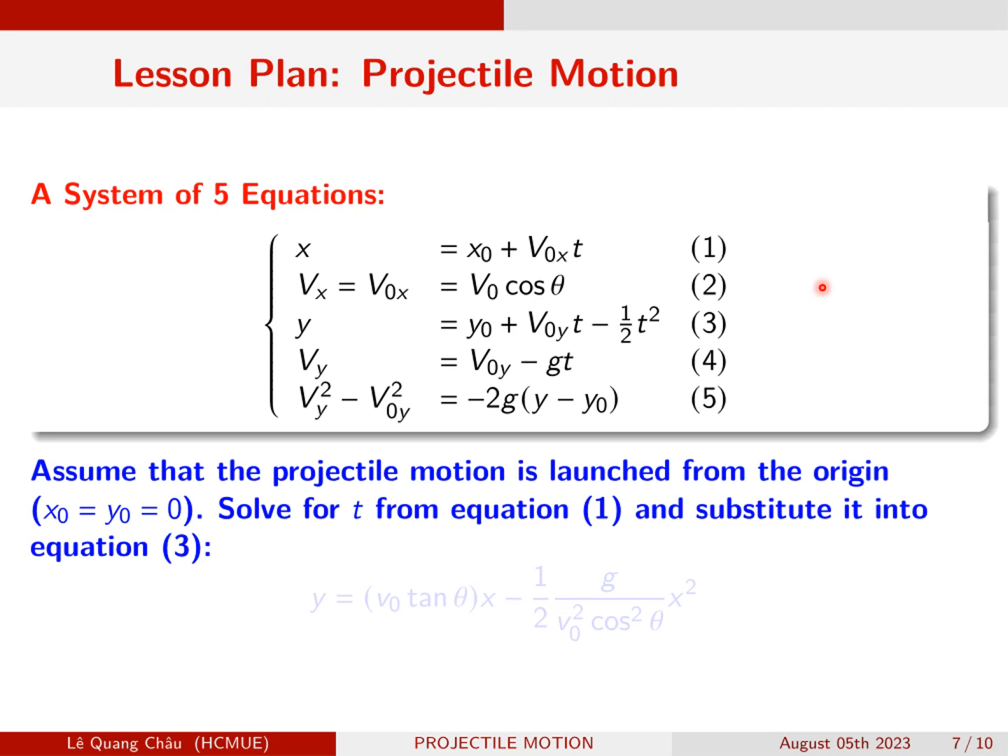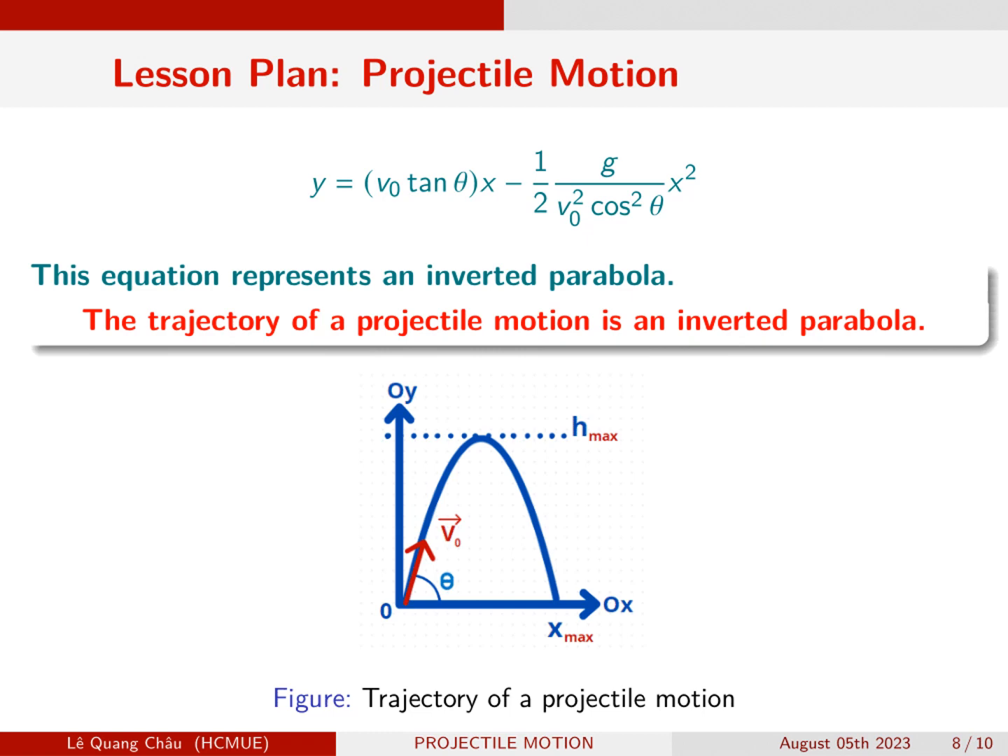Assume that the projectile is launched from the origin, in which x naught equals 0 and y naught equals 0. Solve for t from equation 1 and substitute it into equation 3. We have y equals tan theta times x minus 1/2 g over v naught squared cosine squared theta times x squared. We can see that this equation presents an inverted parabola, or we can say that the trajectory of a projectile motion is an inverted parabola.